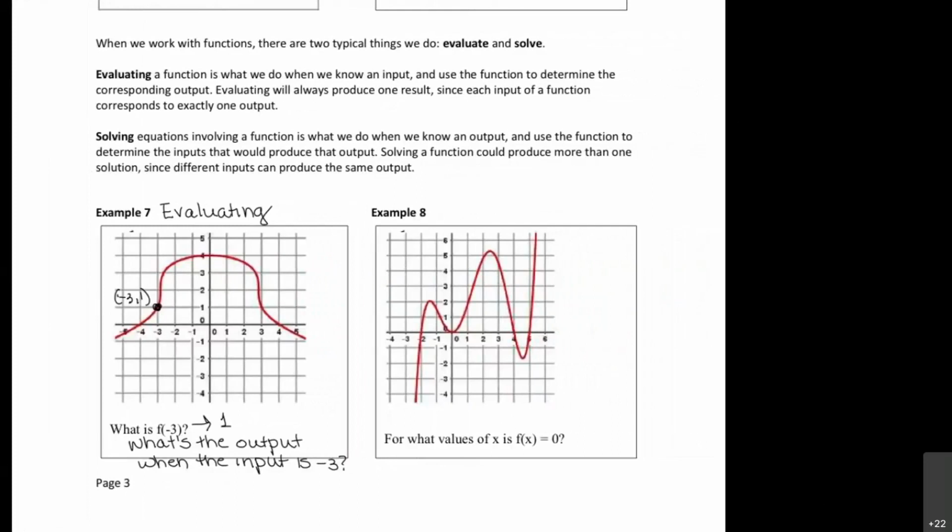Okay, here's where we're actually solving, and we're asking for what values of x is f of x equals 0. So now I'm saying my f of x is my y value. Where is y 0? Well, y is 0 here, and here, and here, and here. Remember, the x-axis is the line y equals 0. So if you wanted to list these x values, that would be -2, 0, 4, and 5.